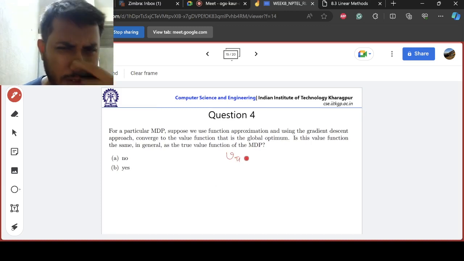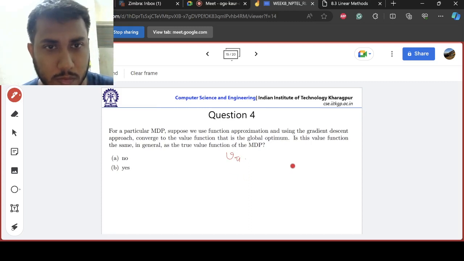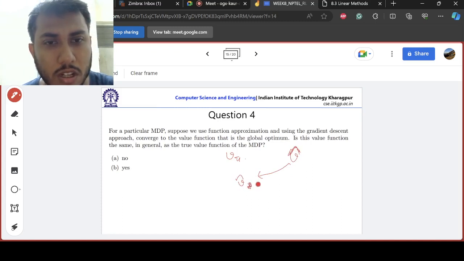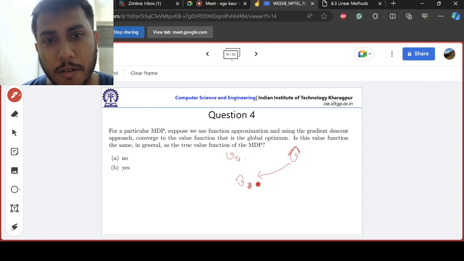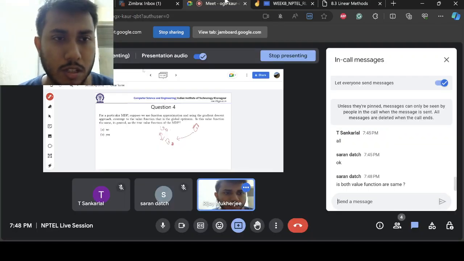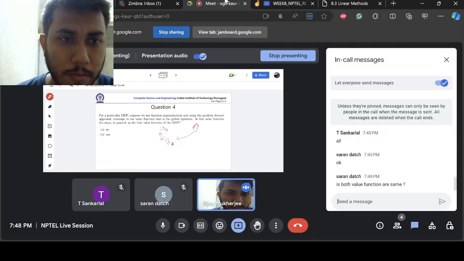Okay, and you have your v hat. You use function approximation, and using gradient descent you come close to something, you find a minima, and this is your v hat star. So what they are saying is, are these two equal? That is to say, both the value functions are the same.